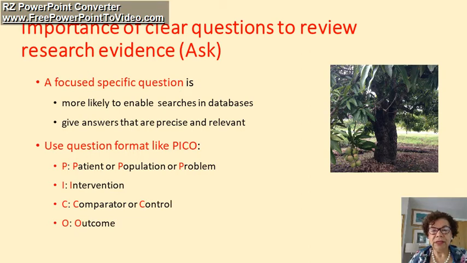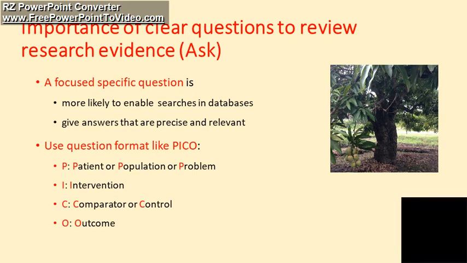The most important first step of undertaking a systematic review of the research evidence available worldwide is to have a clear question for which you wish to review evidence of effectiveness. As this is the most important, we're going to spend the next few slides looking at this and showing how it will set you up best for your review. As noted in the slide, a focused, specific question is more likely to enable you to undertake efficient searches of databases and give you relevant answers.